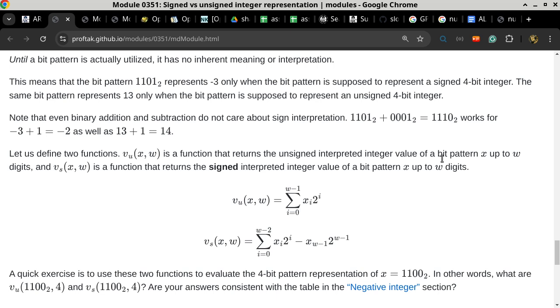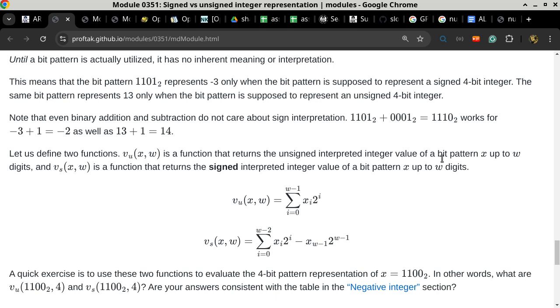Signed versus unsigned interpretation as a bit pattern. How do you figure out the value? These two equations. The first one, VU, is for unsigned, VS is for signed. Are we doing okay so far?